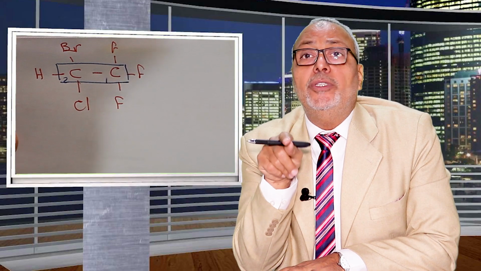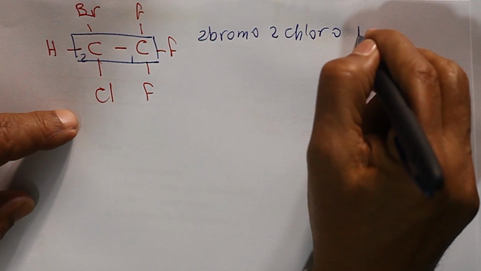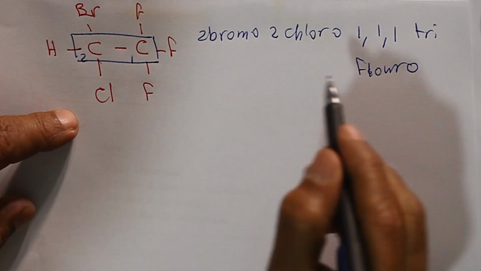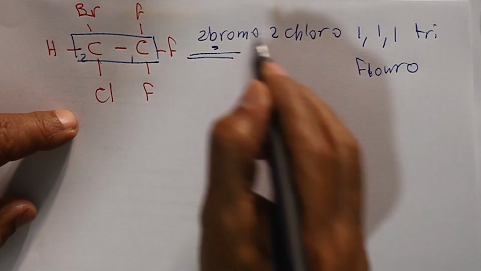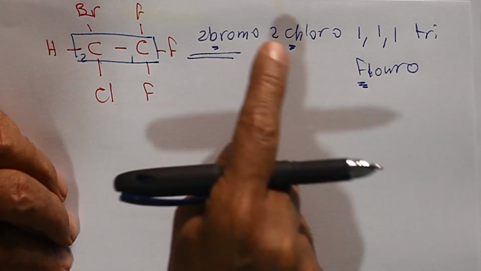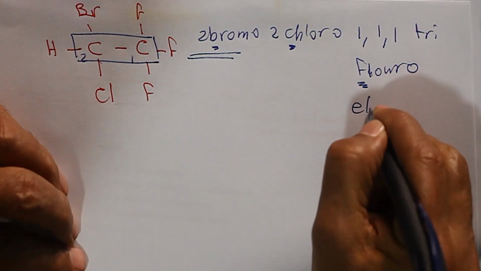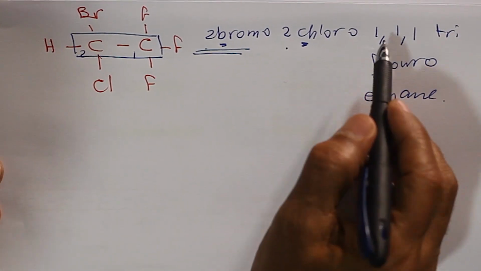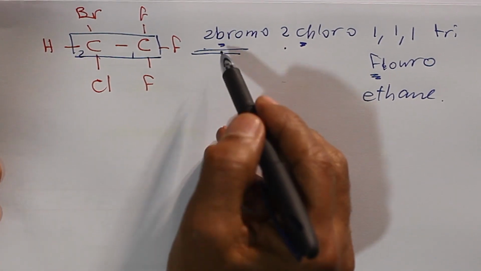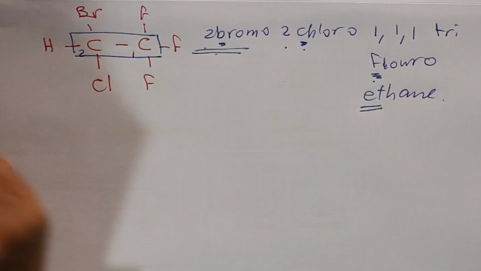And we must put according to alphabetic. 2-bromo, 2-chloro, 1,1,1-trifluoro. Why we start by 2-bromo? B before C before F. So 2-bromo, 2-chloro, 1,1,1-trifluoro, ethane. 2-bromo, 2-chloro, 1,1,1-trifluoroethane. According to alphabetic, B before C before F. And our chain is ethane.